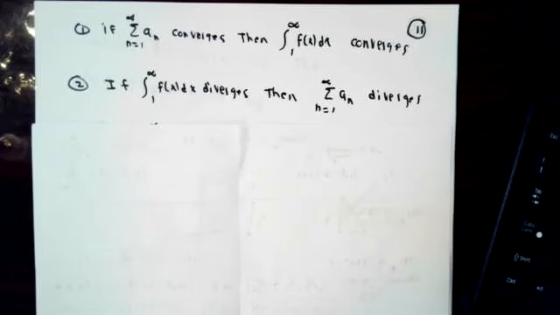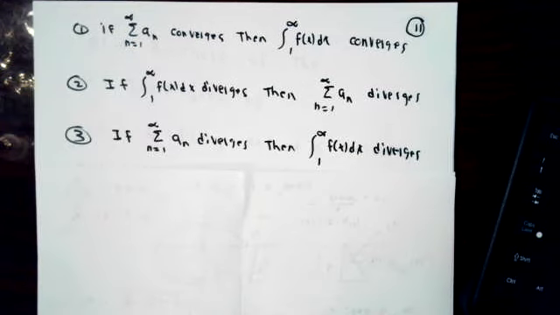So our results so far: number one came from thinking about monotone and bounded. Number two came from looking at the logical contrapositive of number 1. Number 3 came from the obvious observation that if you've got two sets of numbers, ANs and BNs, and you add up some of the ANs and they get big, the BNs are bigger than the ANs, so the sum of the BNs has to get big as well.